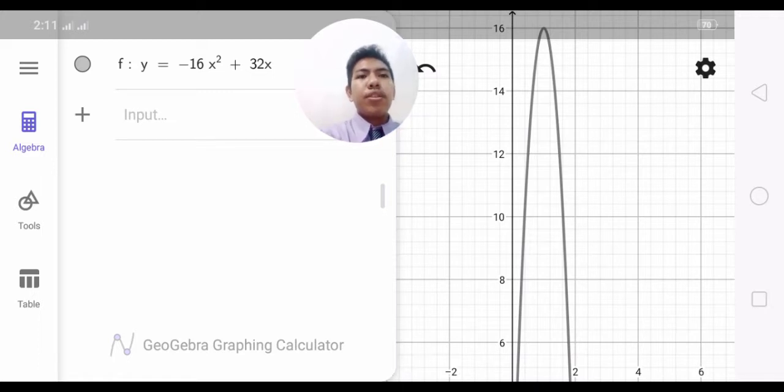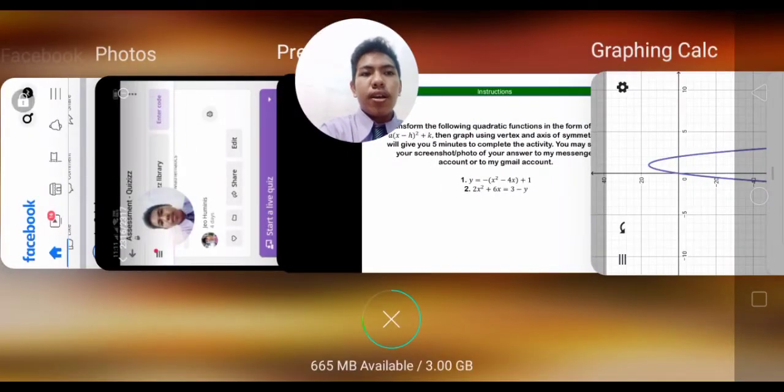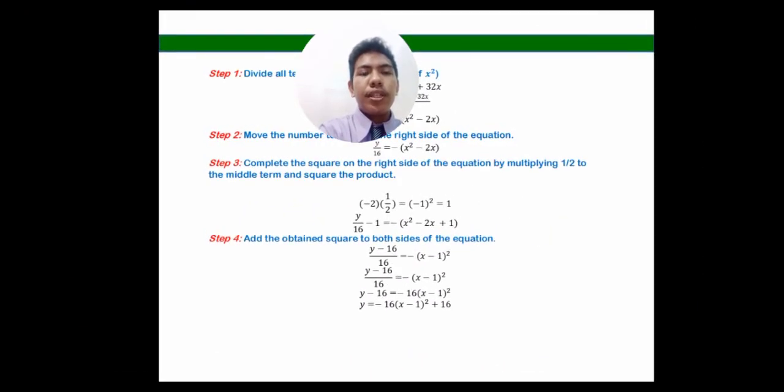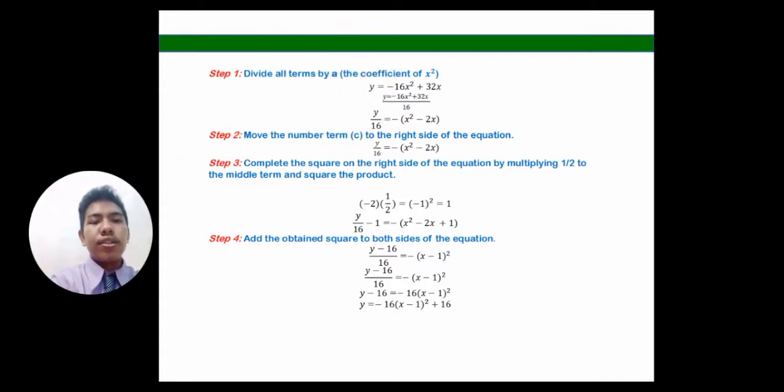So what did you do first in graphing the quadratic function? Actually, what you did is just transforming the quadratic equation or quadratic function into the vertex form using completing the square. Okay, so here are the steps in solving quadratic functions using completing the square.